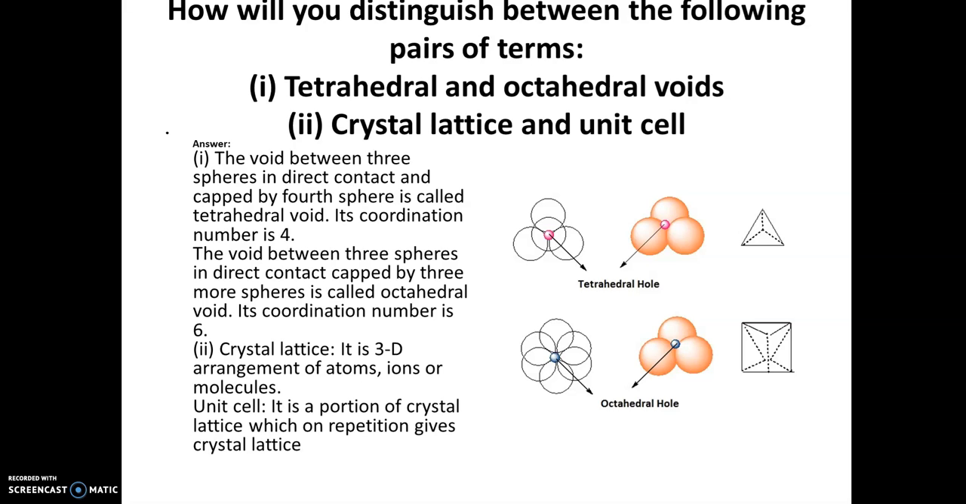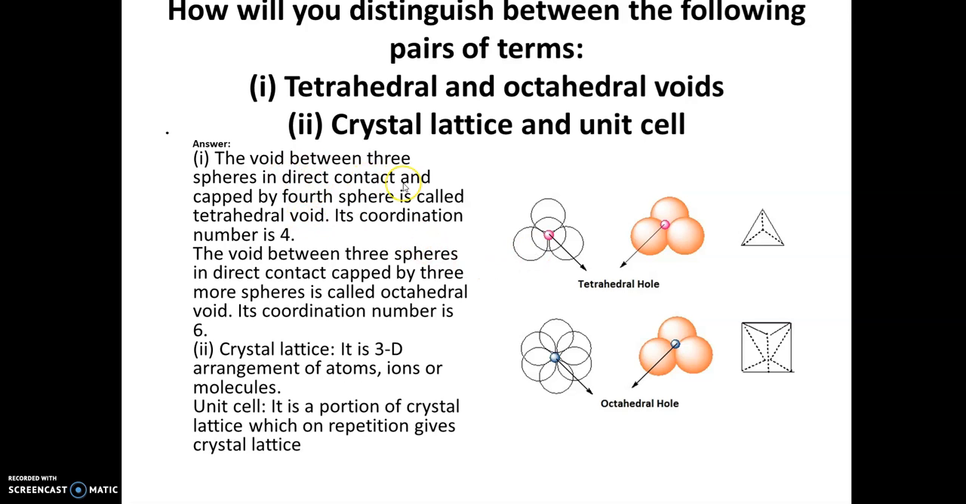Then another type of question is based on voids. Voids are also an important topic: tetrahedral and octahedral voids, crystal lattice and unit cell. So what is a tetrahedral void and what is an octahedral void? Such things you have to keep in mind. While answering this question, you have to include the image. By including pictures, you can score more marks.